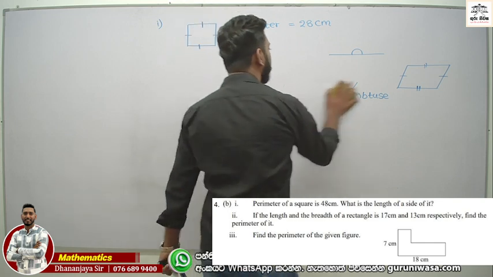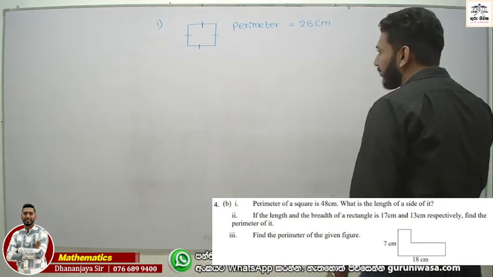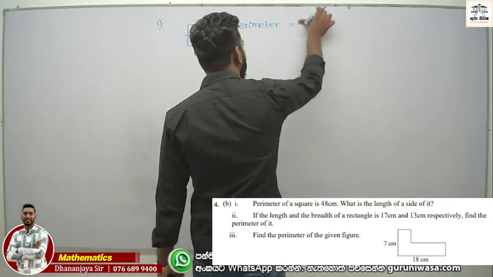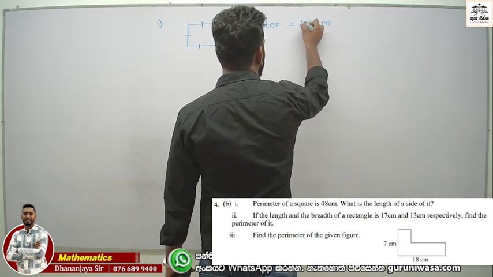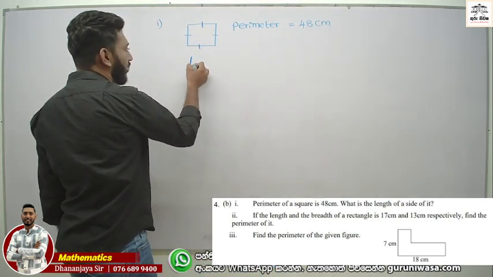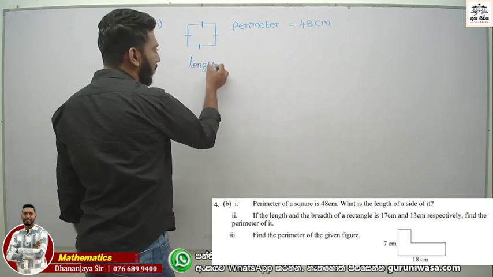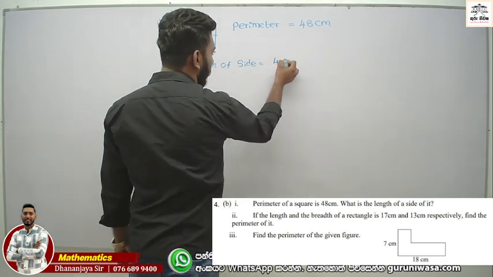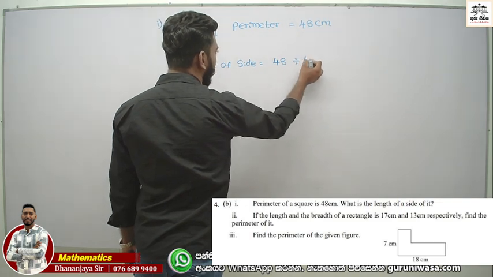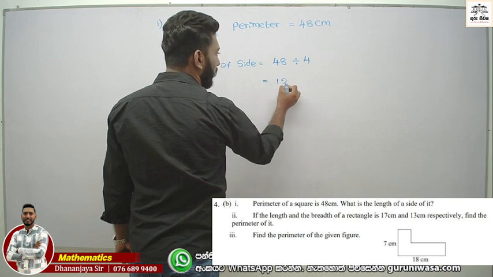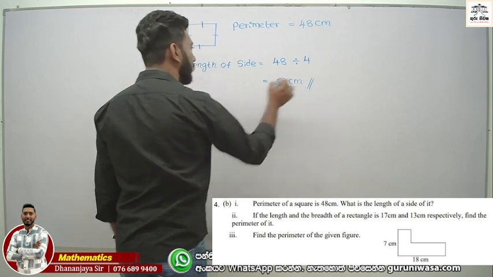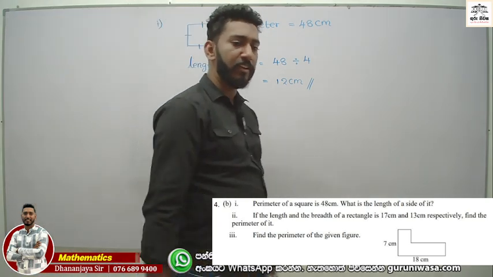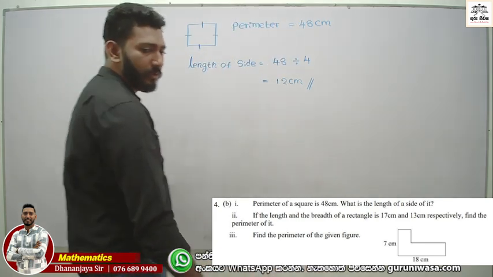එහෙනම් එක side එකක් වෙන මොකද කරන්න ඕන? Tell me the method. කියමු බලන්න. What is the method? You need to divide 48 by 4. Therefore, length of side is 48 divided by 4, then answer becomes 12 centimeters. 12 centimeters.